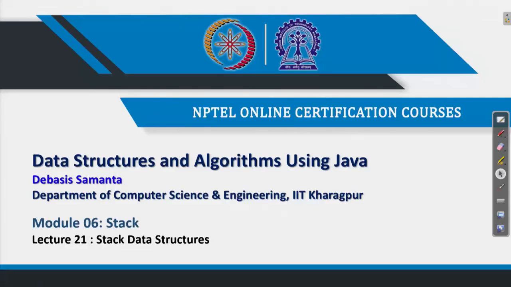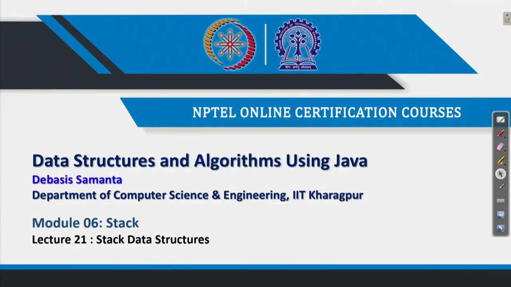We shall plan our next module. The next module includes another important data structure, it is called the stack. Stack has many applications in programming. Without using stack, in fact, you cannot implement many algorithms.